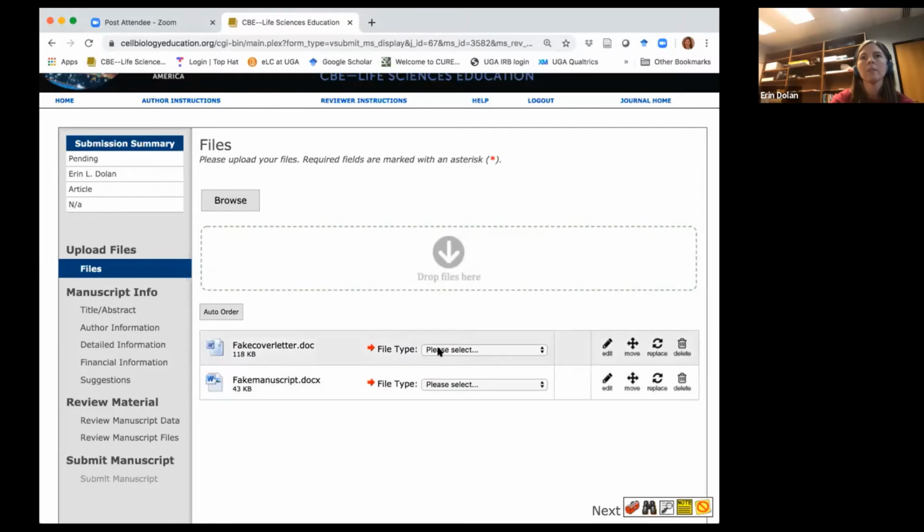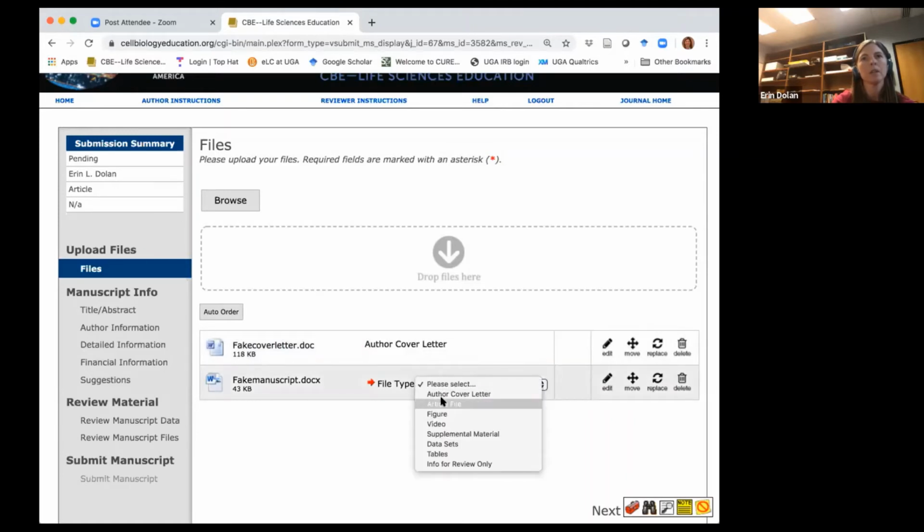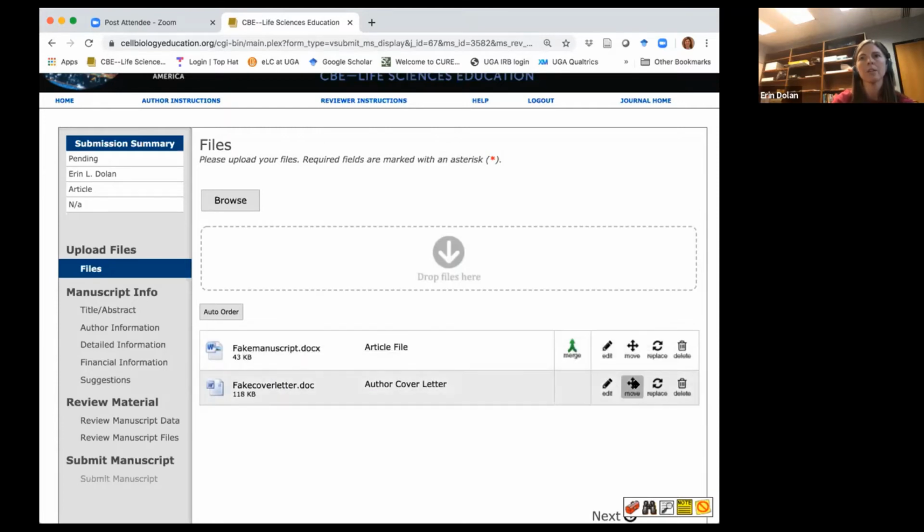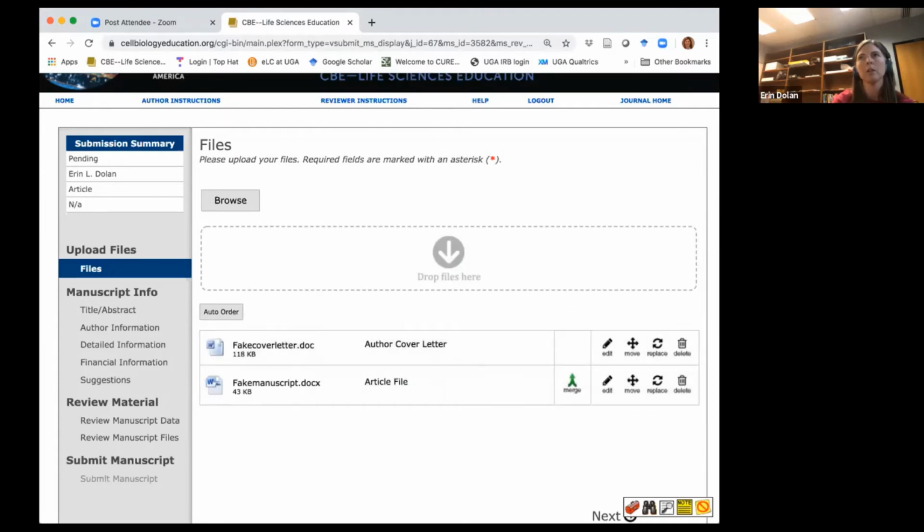And when I've done that, I can then choose what information each file represents. For example, my cover letter here is my author cover letter. My fake manuscript is my article file. Say I had some tables or figures or supplemental files, I could also upload them here. And if I want to move them around, say I upload my fake cover letter second, I can actually just drag and drop using that move function and reorder them however makes sense for me that I'd like to present the work.